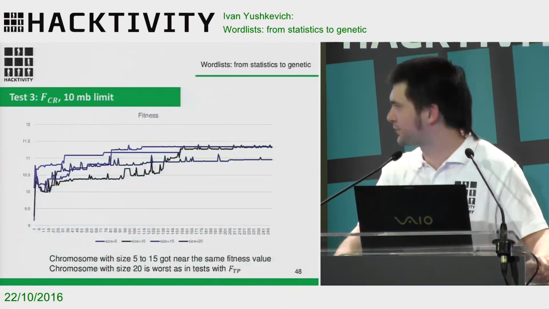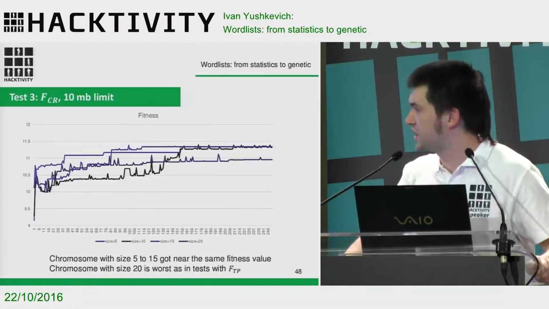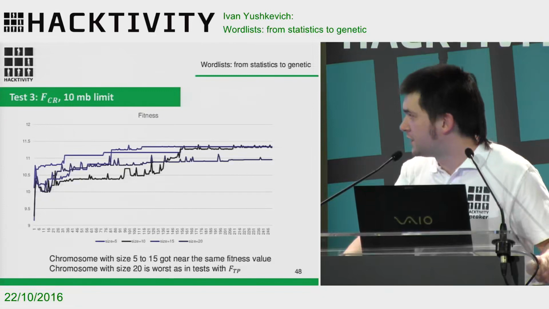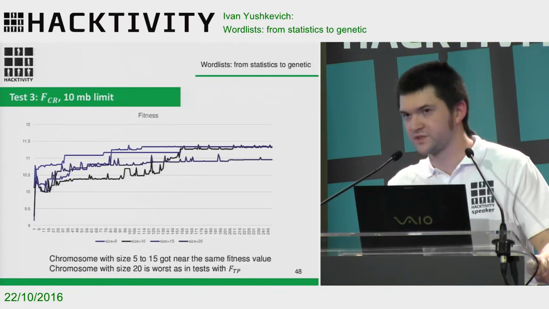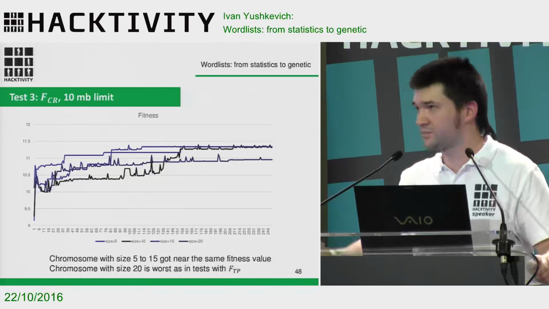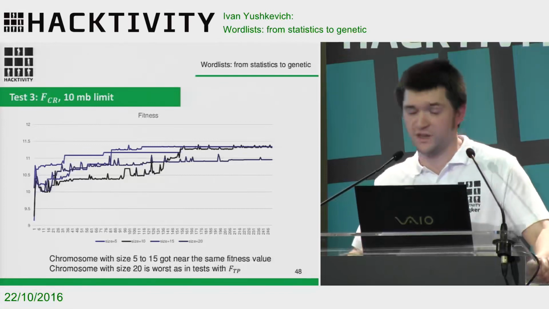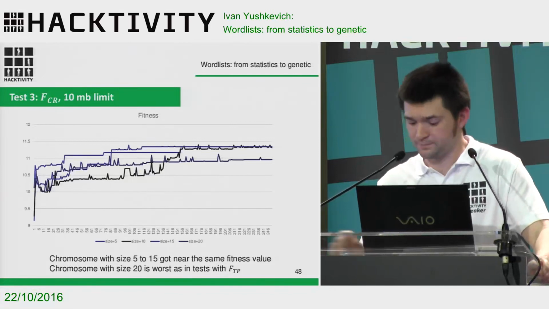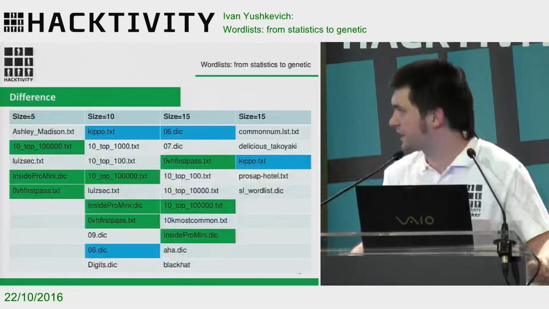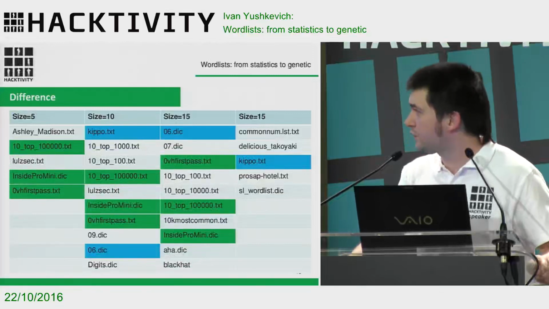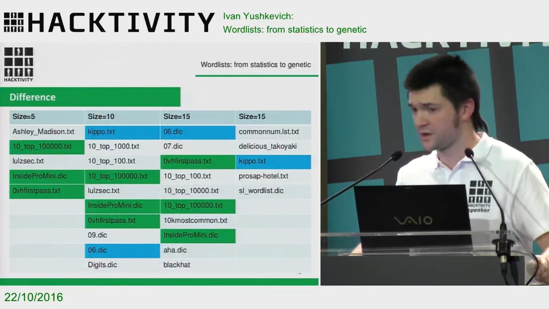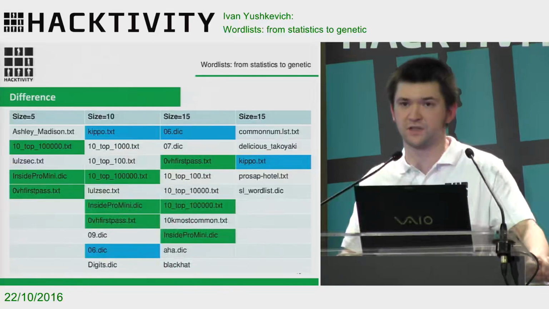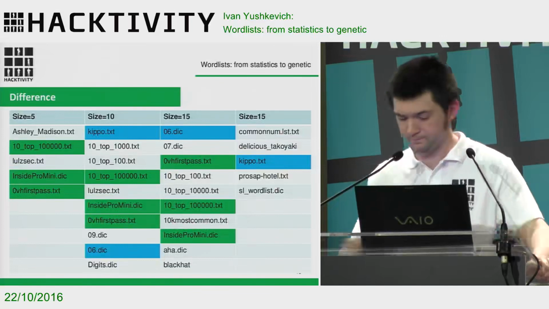Test number 3. The fitness value was changed to crack rate, with the 10 megabyte limit. The populations with chromosome size from 5 to 15 got pretty similar results, and with size 20, the results are the same as in the previous test. So again, some similarity between them. You may also notice that there are some dictionaries that also exist in the test with the fitness function for total passwords.